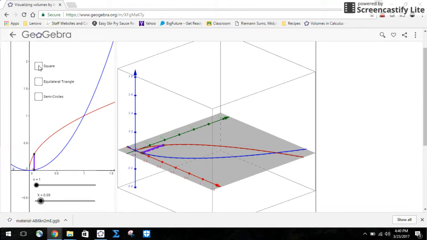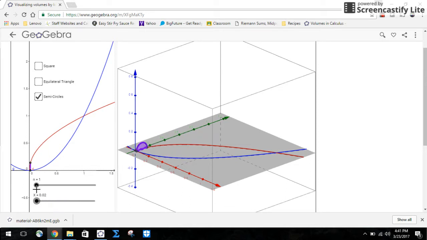If my cross section is a square, and I think about that, my cross sections perpendicular to my base are squares. Or cross sections perpendicular to my base could be equilateral triangles. Or they could even be semicircles. You can kind of have any shape coming out that you want. The shape that's coming out is going to be a geometric figure.